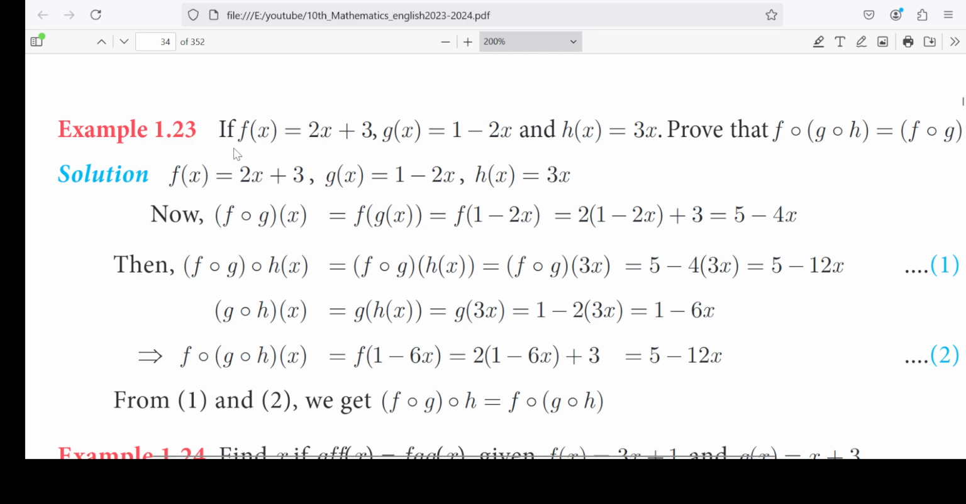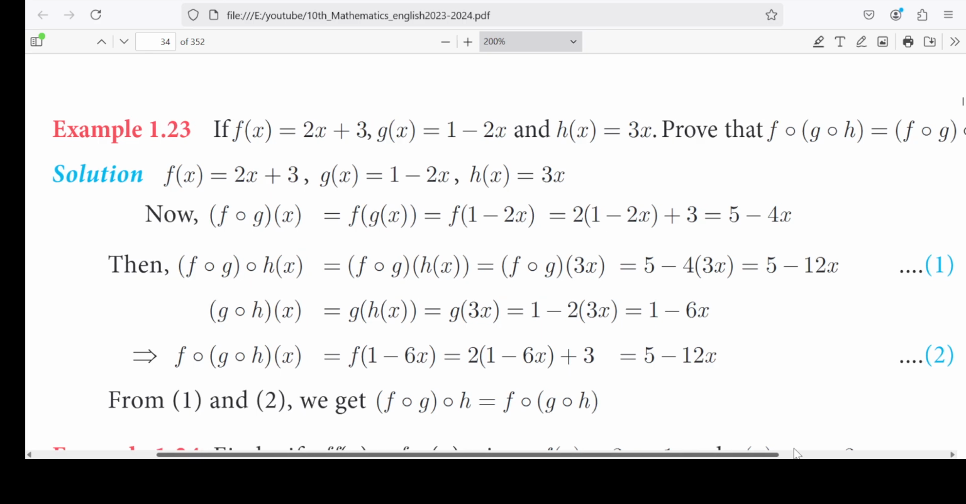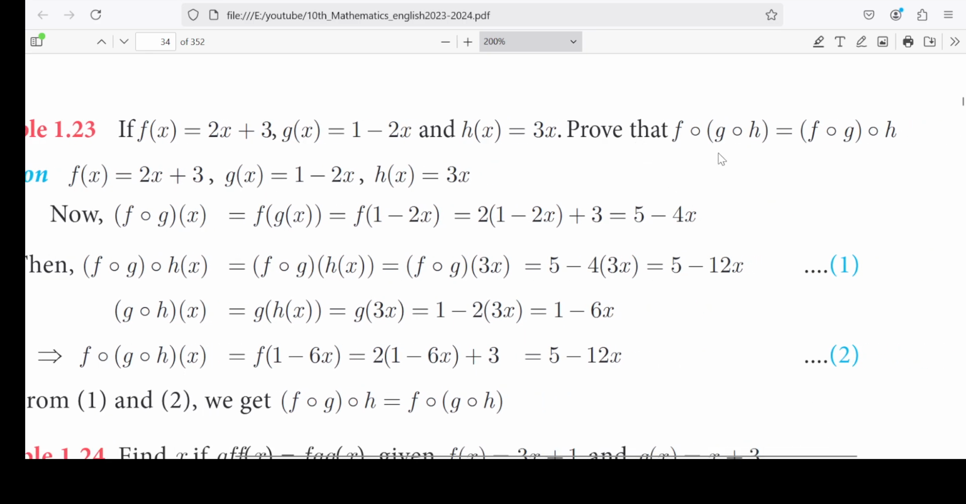Now we can see the question. Here the question is: if f of x equals 2x plus 3, g of x equals 1 minus 2x, and h of x equals 3x, prove that (f∘g)∘h equals f∘(g∘h).